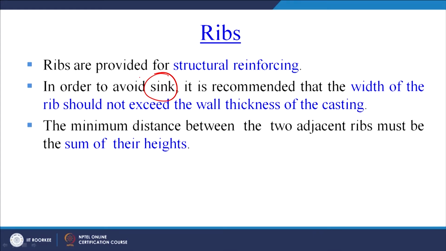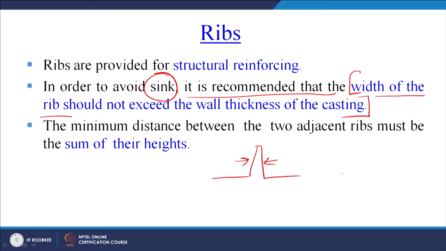In order to avoid a sink, it is recommended, and this is a recommendation which a product designer must keep in mind, that the width of the rib should not exceed the wall thickness of the casting. Suppose this is my rib, what is the average width of this rib? Suppose this is my wall thickness. So this thickness T1 must not exceed T2, the wall thickness of the casting. So T1 should not be greater than T2.